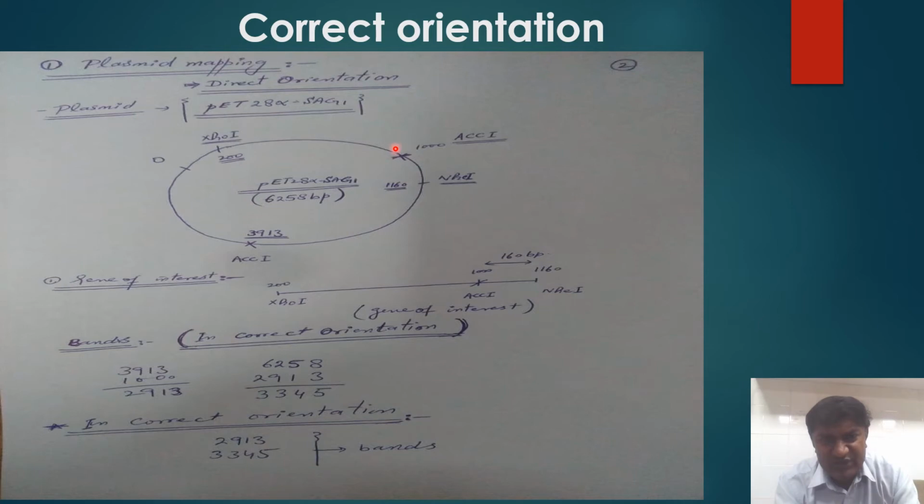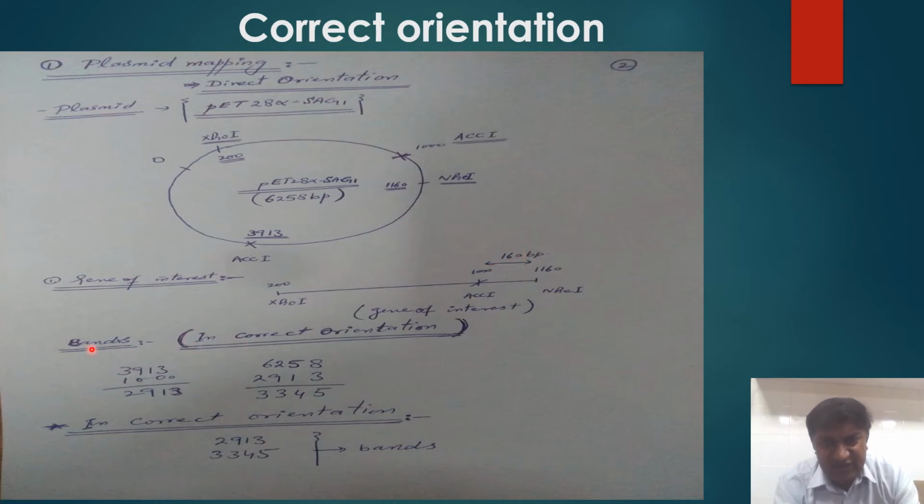First of all you need to find the cutting site on the gene of interest, and then the other cutting site outside the gene of interest. This one is outside of the gene of interest, and the cutting site is this one, 3913. The gene of interest cutting site is this one, 1000. This difference is 160 in case of the correct orientation.